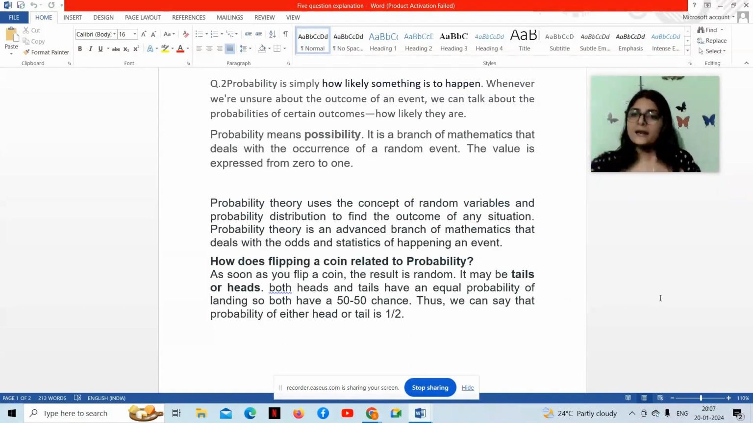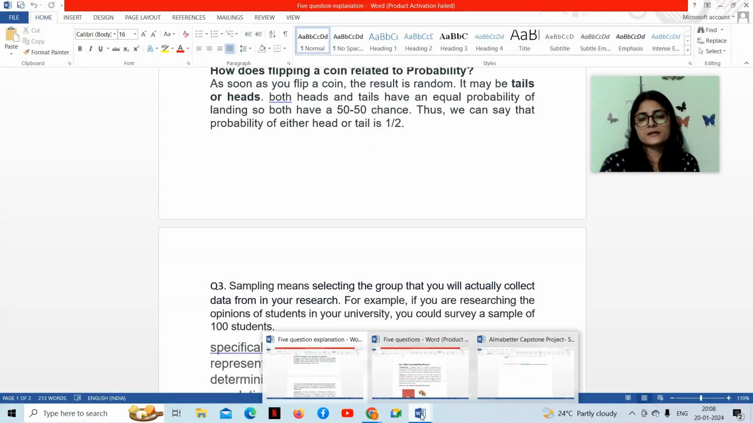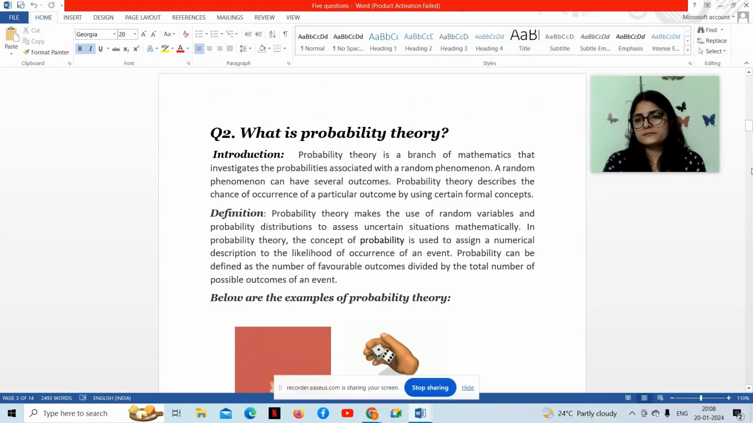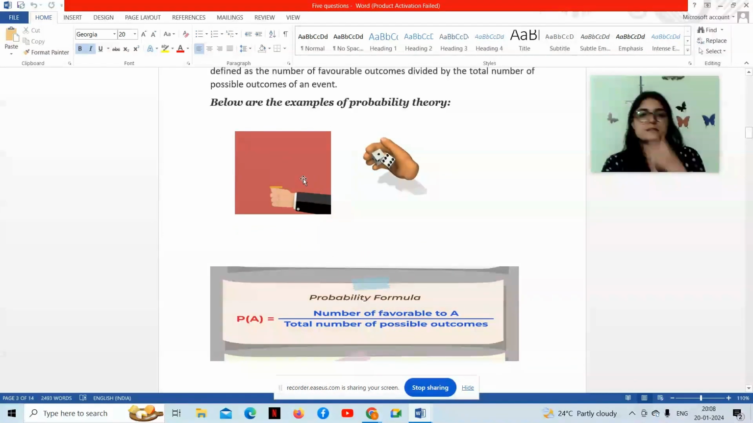So both head and tail will have an equal probability of landing, meaning a 50-50 chance. Thus we can say that the probability of either head or tail is 50-50. Right. So this is a quick definition of probability. Below are the examples. As you can see, the pictorial example of probability: the flip of the coin, as I told you, and the dice also.